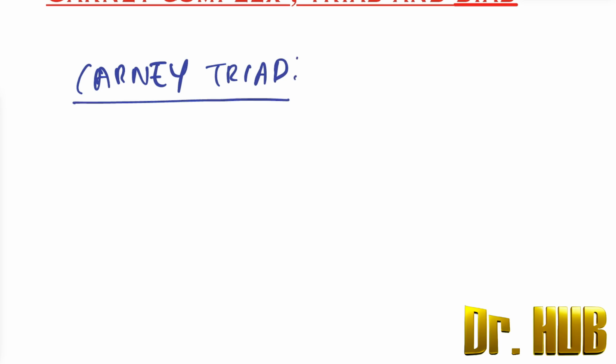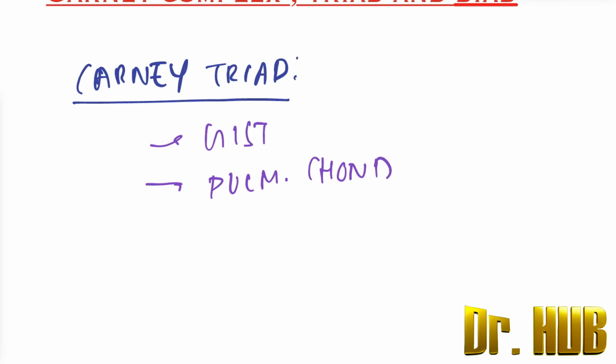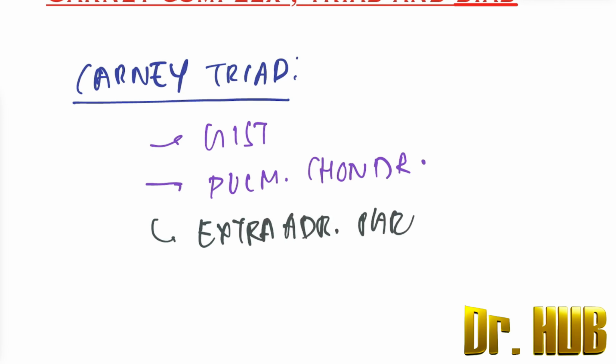Next we look at the Carney triad. So what is seen in terms of the Carney triad? It includes the GIST, that is a gastrointestinal stromal tumor, and it also includes the pulmonary chondroma. And next it includes the extra-adrenal paraganglioma.